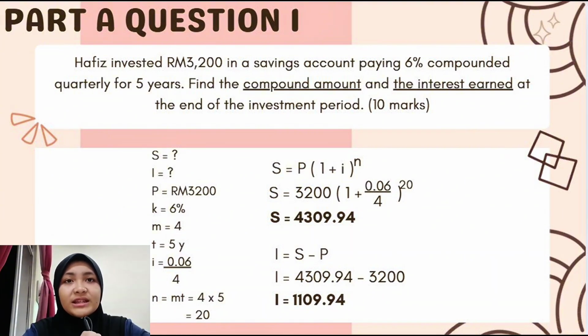And the next question is, find the interest earned at the end of the investment period. So for this problem, we must use the formula I equals S minus P. So it will be I equals 4,309 ringgit and 94 cents minus 3,200 ringgit. And then the final answer for the interest that Hafiz earned is 1,109 ringgit and 94 cents. So let's move on to the next question.